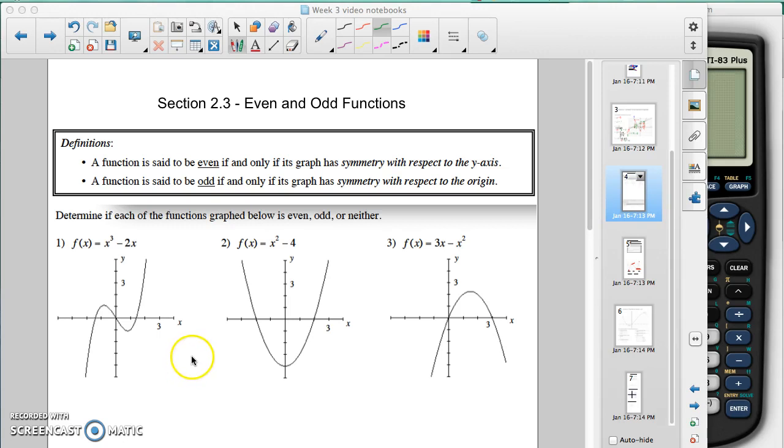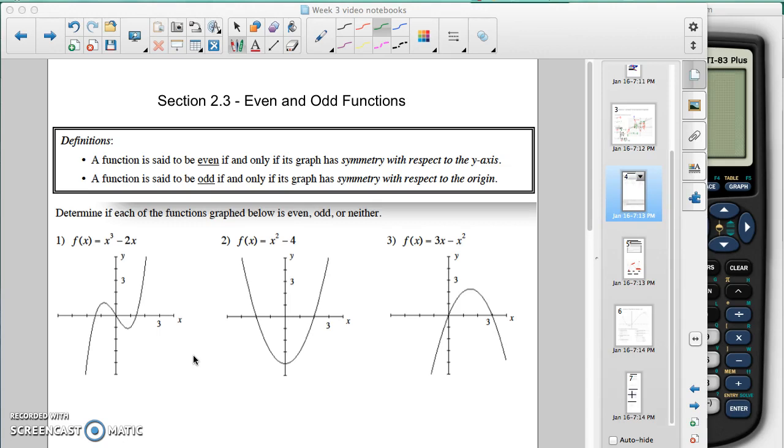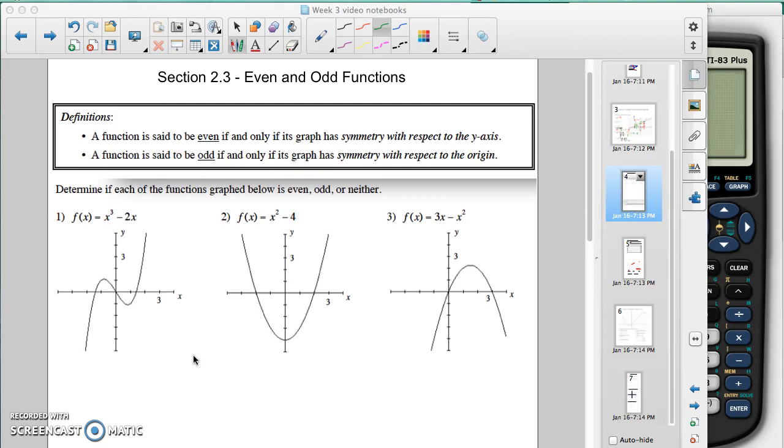So this is going over another value in your document folder in section 2.3. So we're going to start off with testing this by looking at the symmetry. Okay, so what we're looking at here is even. Even has symmetry with respect to the y-axis. So what we're going to be doing is looking down this line and seeing if we can fold and have matching values on either side.